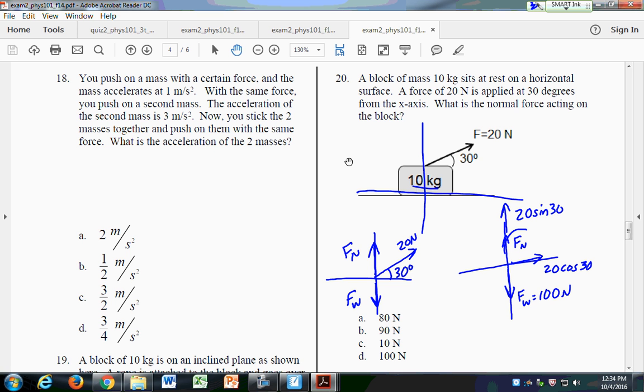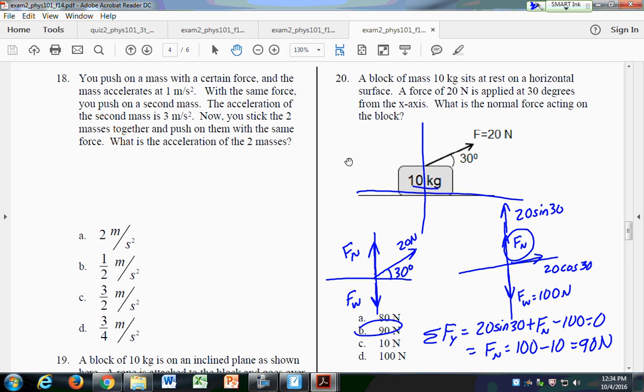Now I want to figure out what Fn is. In order to do that, I'm going to look at the sum of the forces in the y direction. The sum of the forces in y is equal to 20 sine 30 plus Fn minus 100 equals 0. So Fn equals 100 minus 10, or 90 newtons. So B is the right answer. Tyler, I think you asked this, is that right? Yeah, good question.